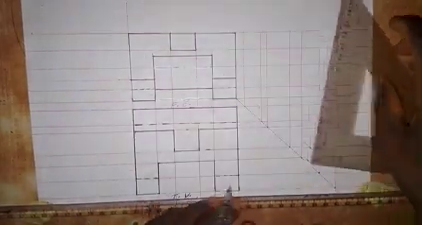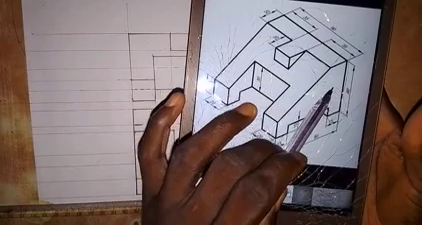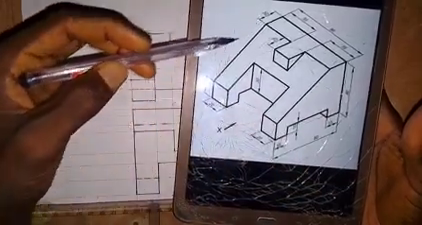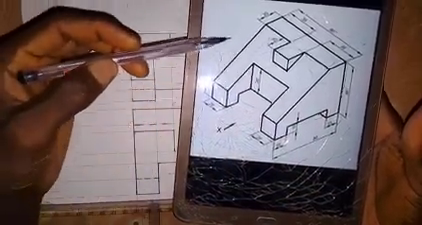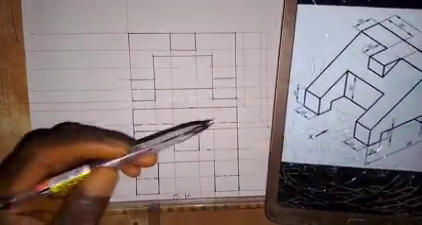So let's see the shape of the end elevation. Here we are going to have a shape like this, but the shape that we have here is what we want to produce. So this will be turned to this side like this. So let's bring it out.